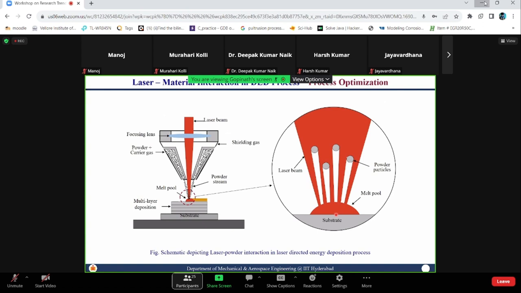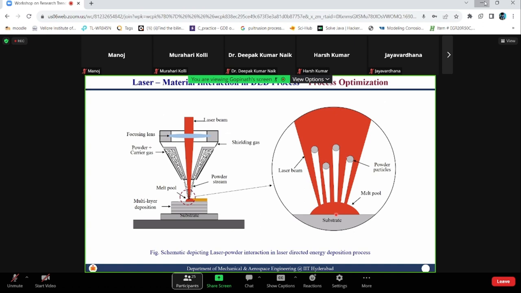Dilution means the amount of substrate you are melting. Dilution has a separate formula. Let us say this is the area of the substrate melt. Now the dilution is the area of substrate melt divided by the area of substrate melt plus the area of clad. Whatever is above, we call the clad. So this is the fraction of substrate melting compared to the overall melt you have. This is what we call dilution.